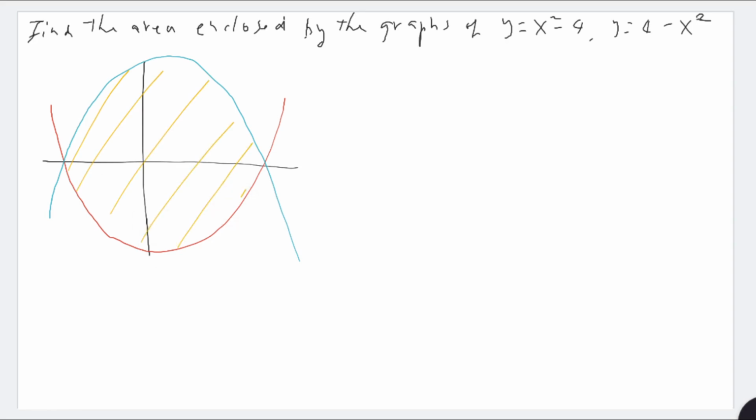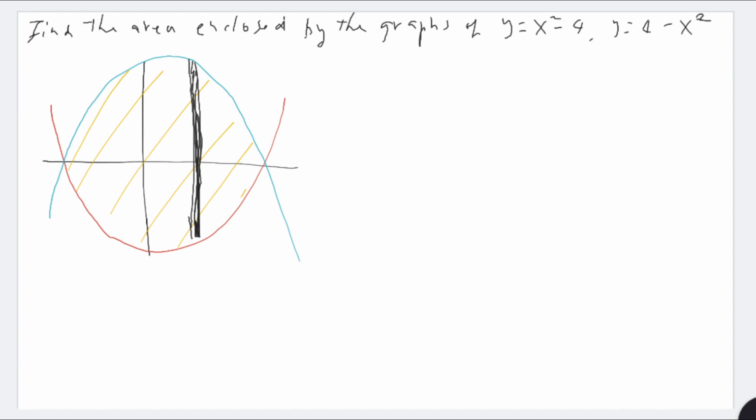Now, what strip to pick? If you're not sure, you can always start with a vertical strip. Okay, start with the vertical strip. Now you can check whether it's going to work. It's going to be complicated.